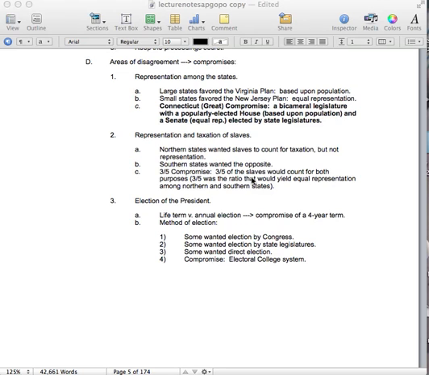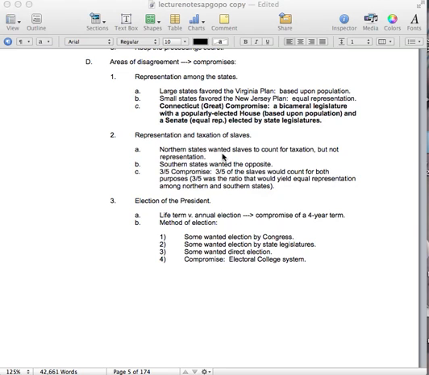Now let's take a look at the representation of Congress, or representation among the states, and what the issue is. It's basically going to be small states versus big states in the area of representation. And like your notes are saying, the large states favored the Virginia plan based upon population. That's going to be the House of Representatives. Small states favor the New Jersey plan, equal representation.